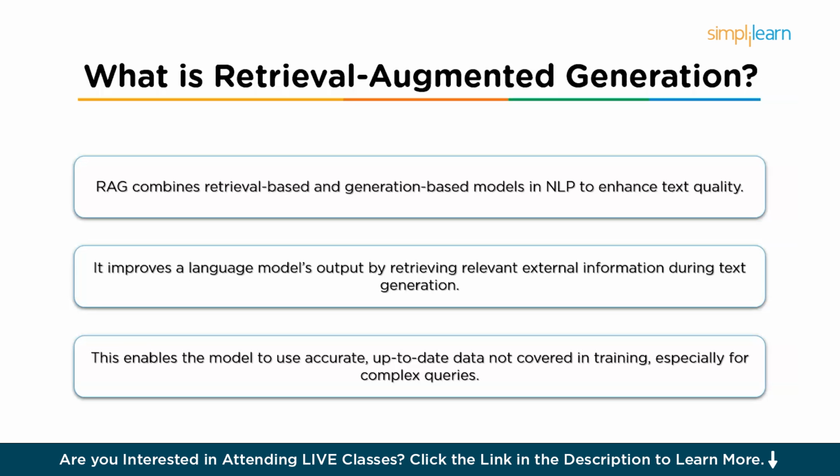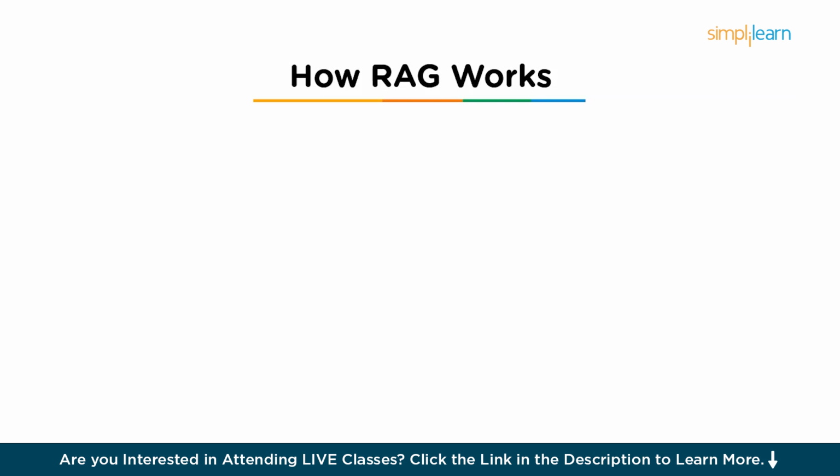So the core idea behind RAG is to enhance the language model's output by retrieving relevant external information from a knowledge base or a database during the text generation process. This allows the model to incorporate more accurate and up-to-date information that it might not have learned during training, particularly when dealing with specialized or complex queries. So this is basically how RAG works. RAG is composed of two main components, which are retrieval and generation.